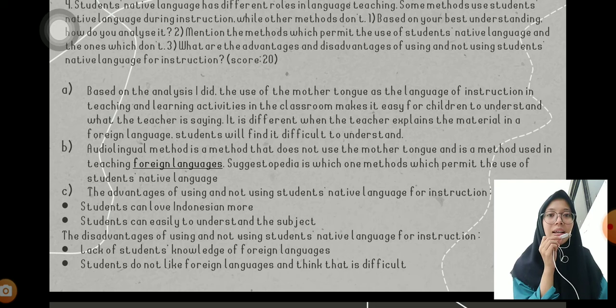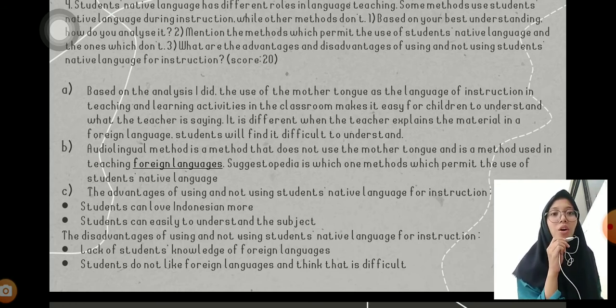And the 4.2 or B, mention the method which permits the use of student native language and the ones which don't. Maybe the audiolingual method is a method that doesn't use the mother tongue and is a method used in teaching foreign language. And then Suggestopedia is one method which permits the use of student native language.